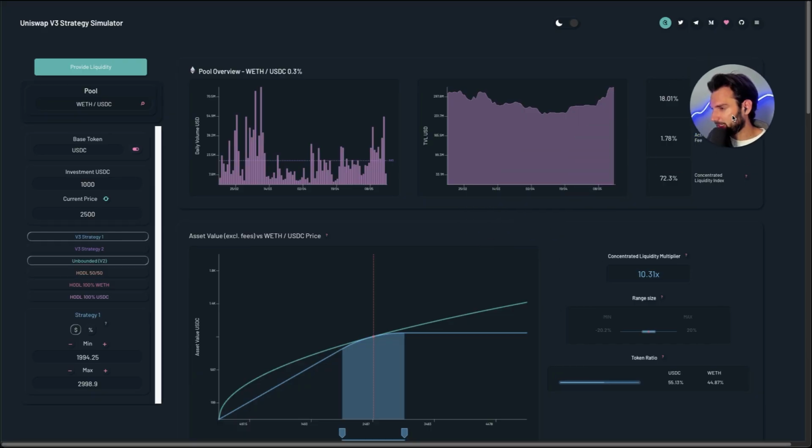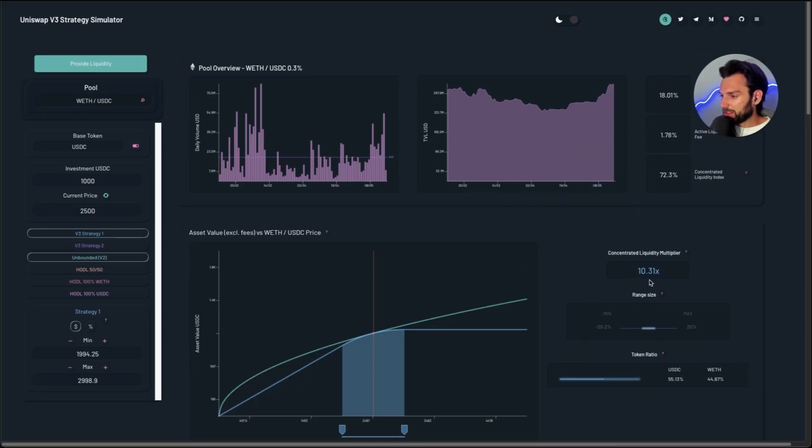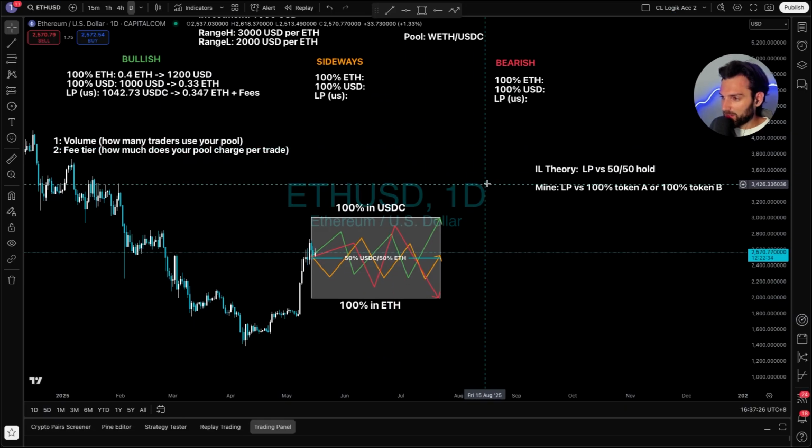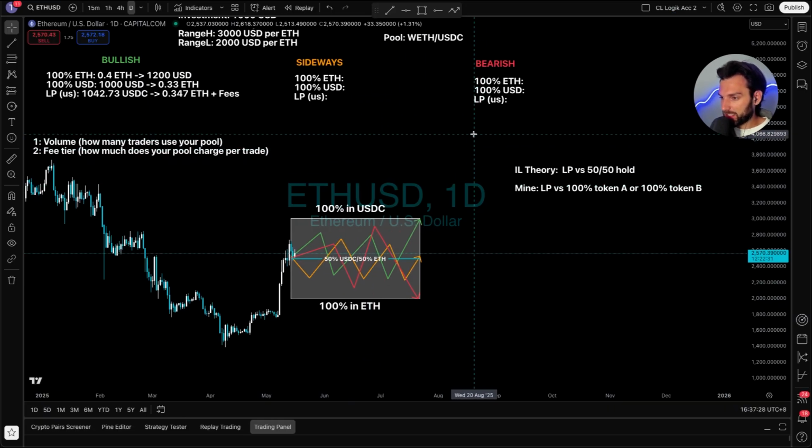So when you see on DeFi Lab, you have a concentrated liquidity multiplier. If you followed along on the Plays and Profits presentation or live stream of Reed, you know that there's 2 ways of providing liquidity.